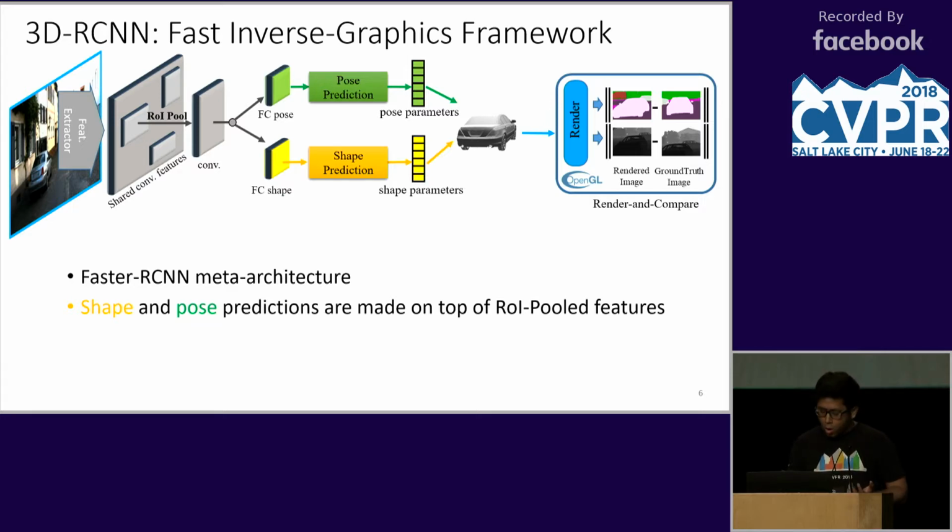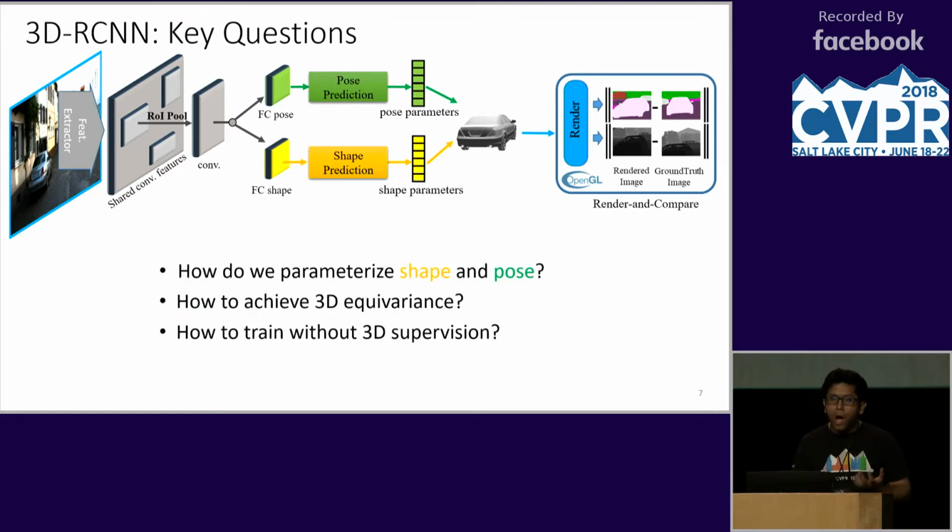Now, there are a lot of different questions. Like, how do you even represent 3D shape? Or what should be the learning target for pose? Then another important question is, how do we obtain 3D equivariance, which is important for this kind of task? Then another big question is, how do we train this network? Normally, it is very hard to get ground truth 3D data. So can we actually exploit 2D ground truth data for training this task? So throughout this talk, I'm going to answer these questions.